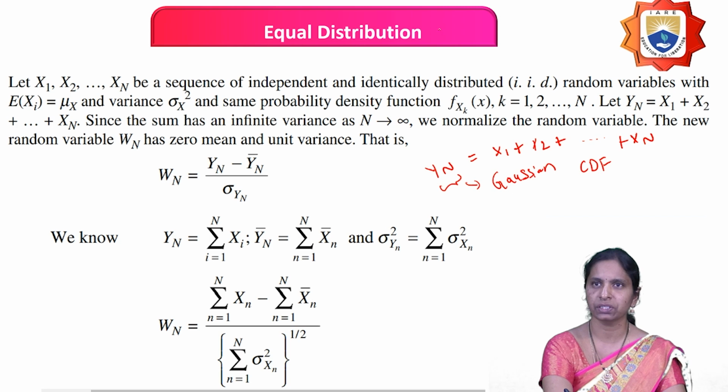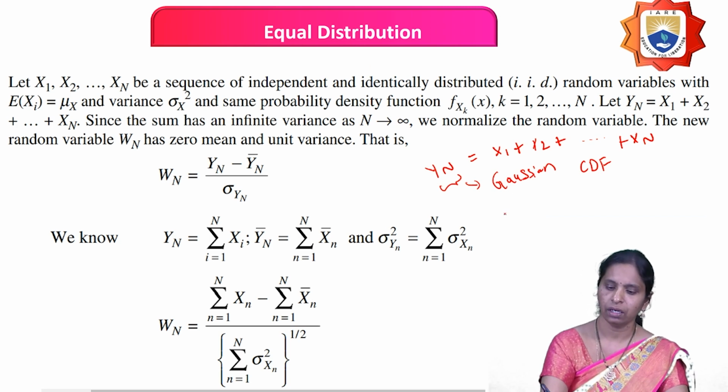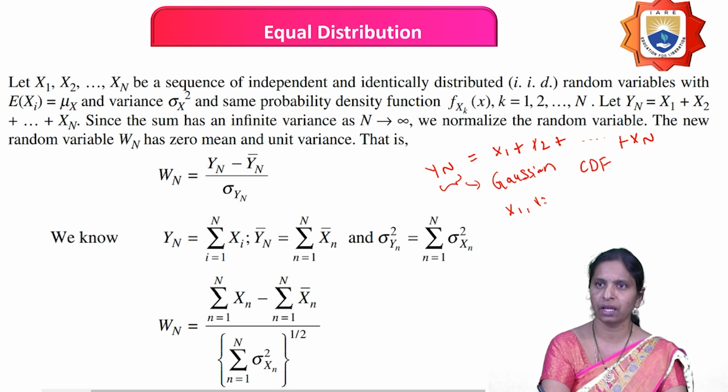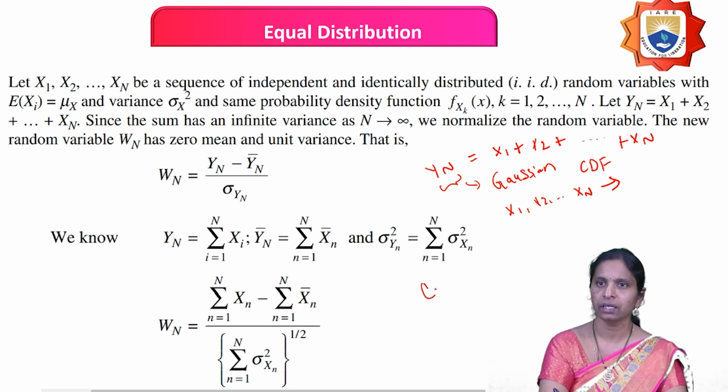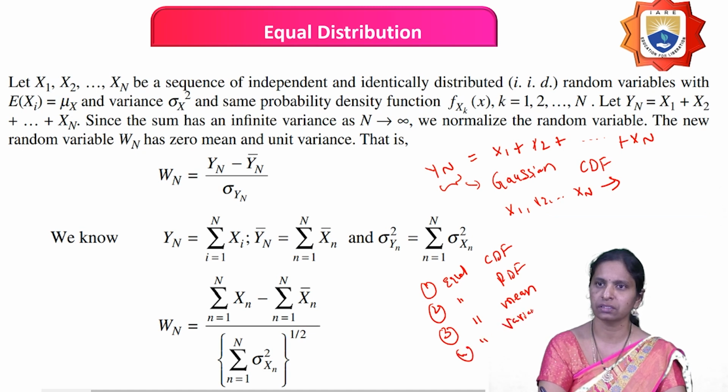In the case of equal distribution, all the random variables, that is x1, x2 and so on up to xn, have the same distribution function, thereby they have the same density function, and thereby all the random variables have the same mean, same variance, etc. It means all these random variables are equally distributed, their densities are equal, their means are equal and the variances are also equal.